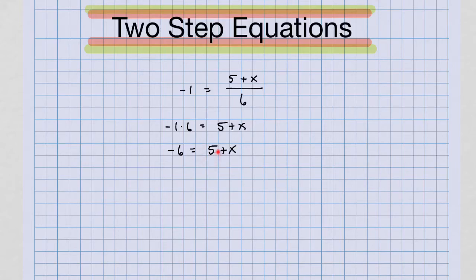Okay, here we have this number 5. Once again, if you don't see a sign out in front, that means it's positive, so it's being added. To get rid of something being added, we need to subtract 5 from both sides. So now we have negative 6 minus 5 equals x. So that means negative 11 equals x. x equals negative 11.